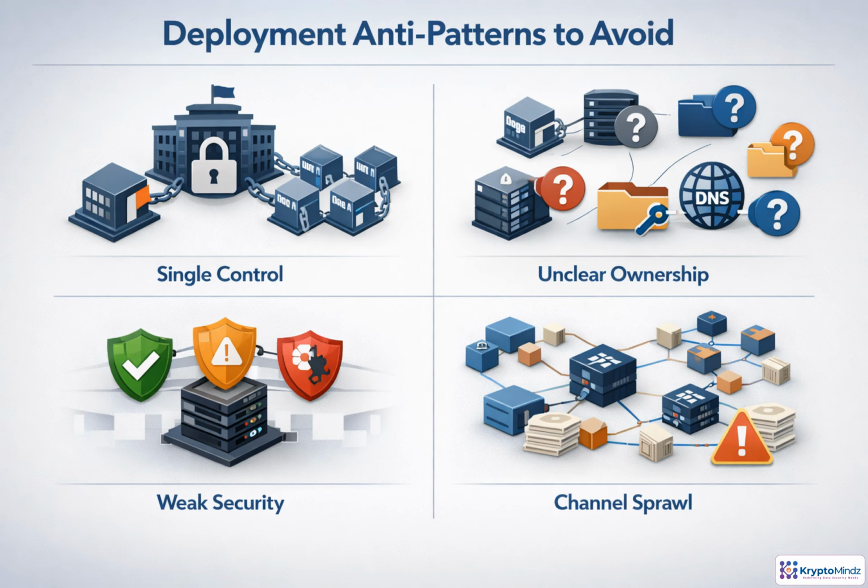Most deployment failures come from governance and operations, not Fabric itself. Watch for 4 warning signs: one party controlling shared infrastructure, unclear ownership of critical assets, uneven security standards, and manual processes that let channels multiply unchecked. Address them early with shared responsibility, clear runbooks, automation, and regular review.